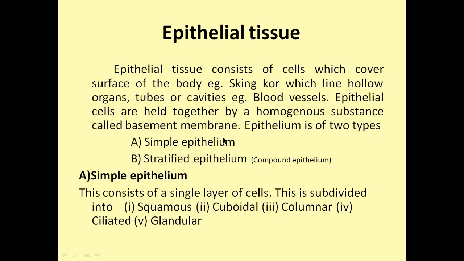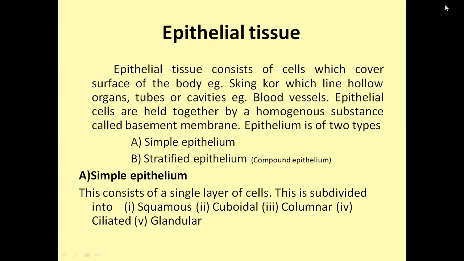Epithelial tissue is of two types mainly: simple epithelium and stratified epithelium. Simple epithelium is a single-layered tissue. If you have cells in a single layer, that is called simple epithelium. If you have multiple layers, that is called stratified epithelium. Simple epithelium is again divided into squamous cell, cuboidal cell, columnar cell, ciliated cell, and glandular cell.